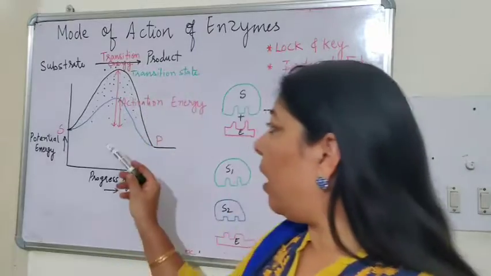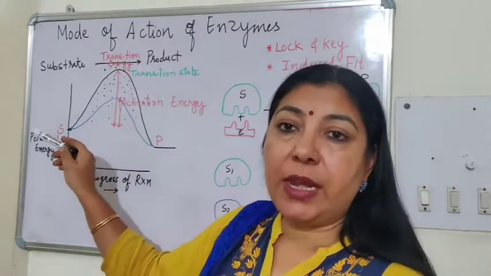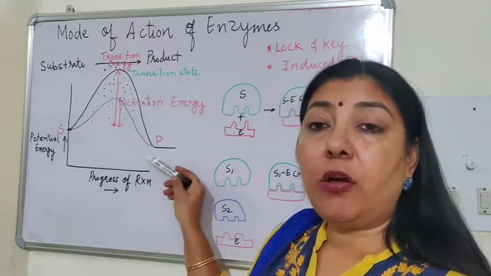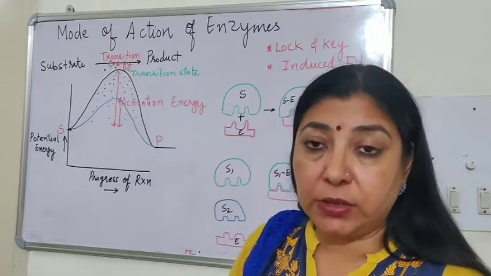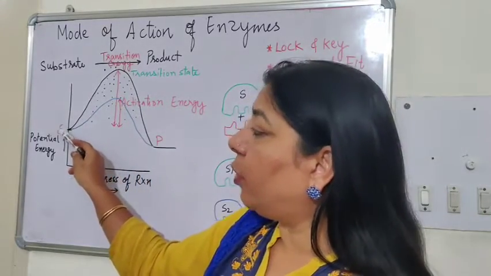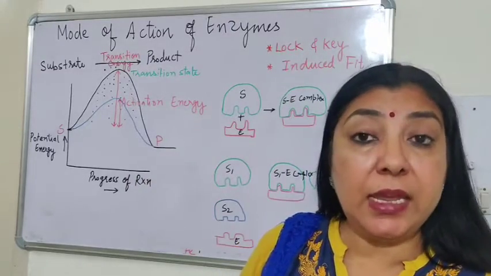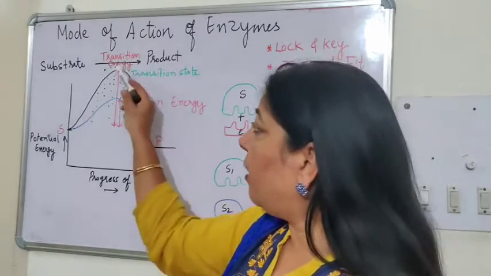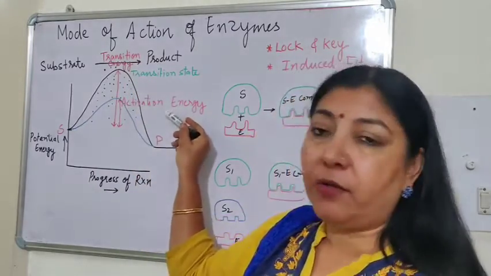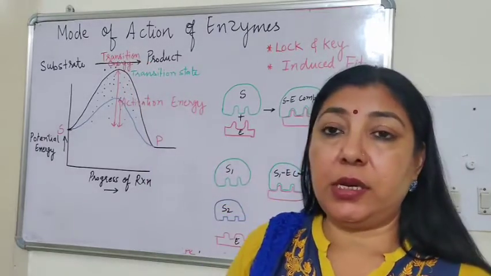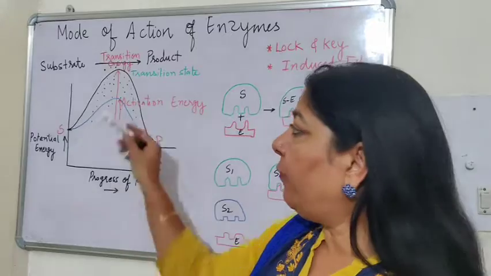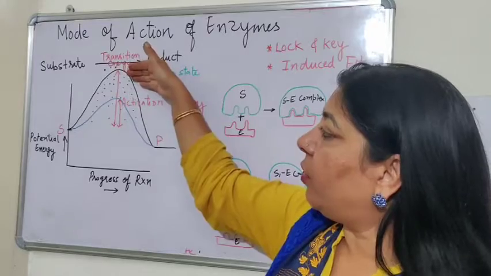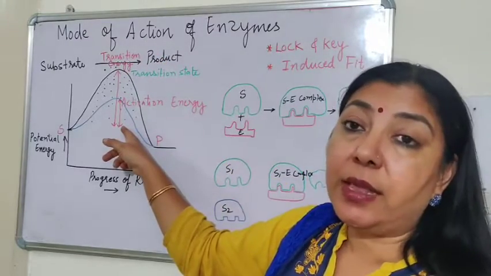If you see, the ground state of the substrate has low potential energy, and the ground state potential energy of the product is even lower. But for conversion from substrate to product in any chemical reaction, a lot of potential energy is required. That potential energy is actually the activation energy or the transition energy, which is very high. So if you see, there are two conditions: when the enzyme is not there, and when the enzyme is there.